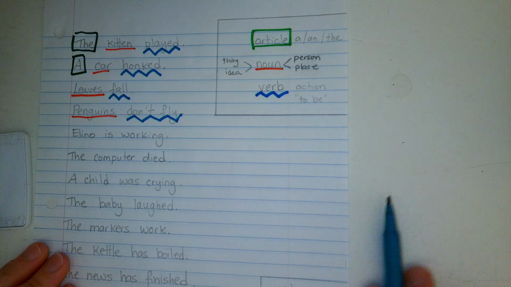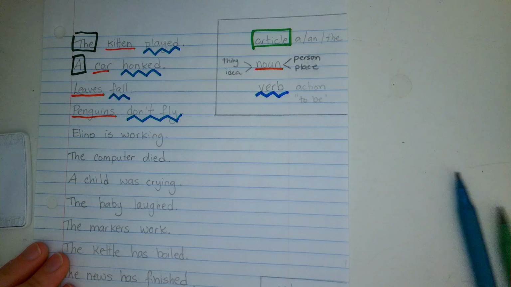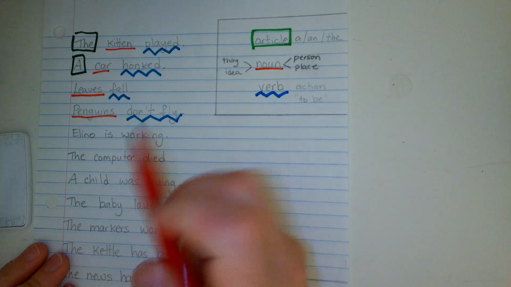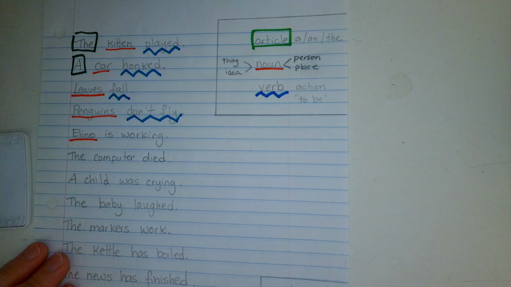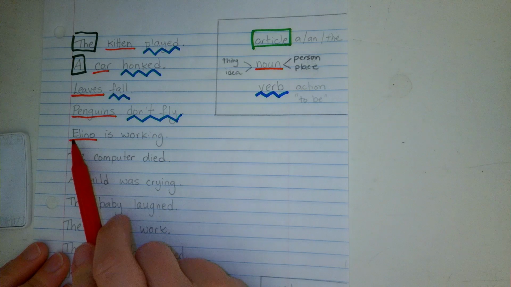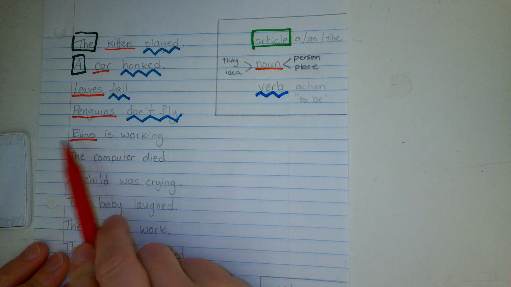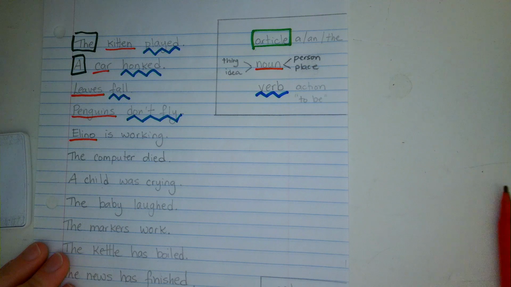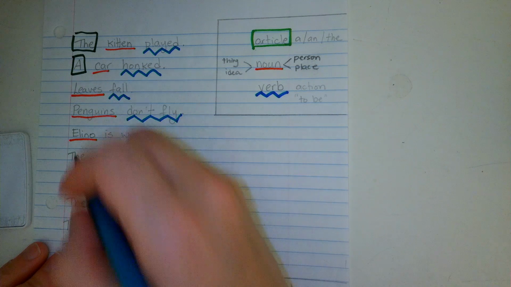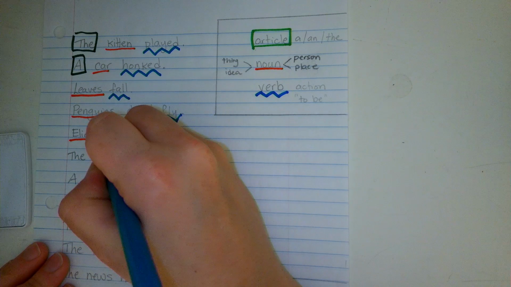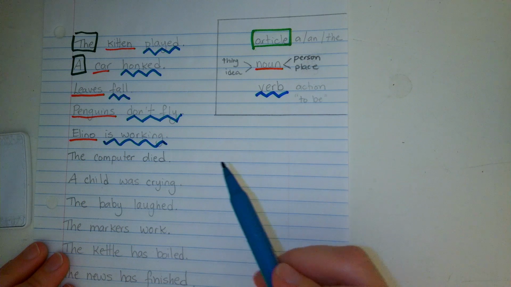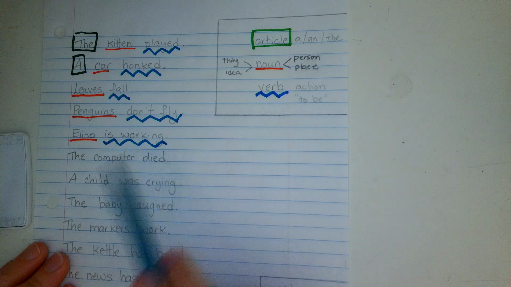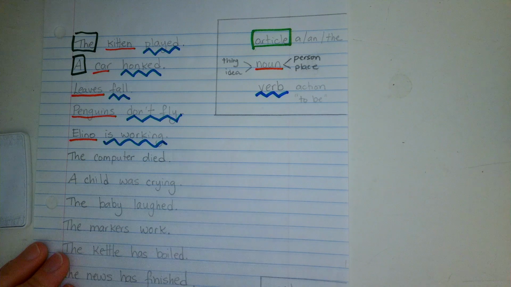Okay, next one. Elino is working. Do I have an article? Nope, no article, but I have a noun. Elino. Is Elino a common noun or a proper noun? Elino is a proper noun because it's a specific person and name, and it has a capital letter. Elino is my noun. What's he doing? Is working. So both of these words are my verbs. So in English we have 1 word, 2 word, 3 word, and 4 word verbs. Elino is working. That's present progressive.